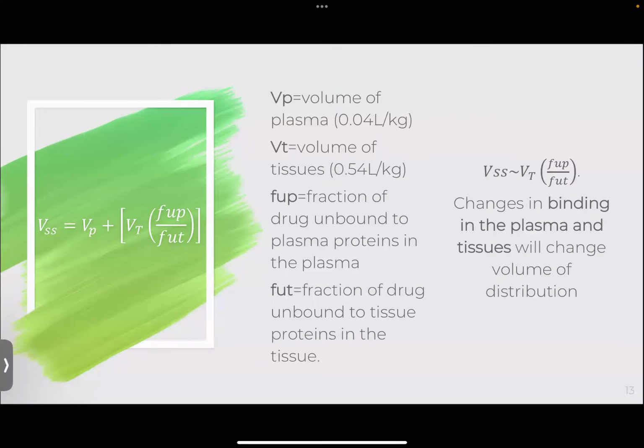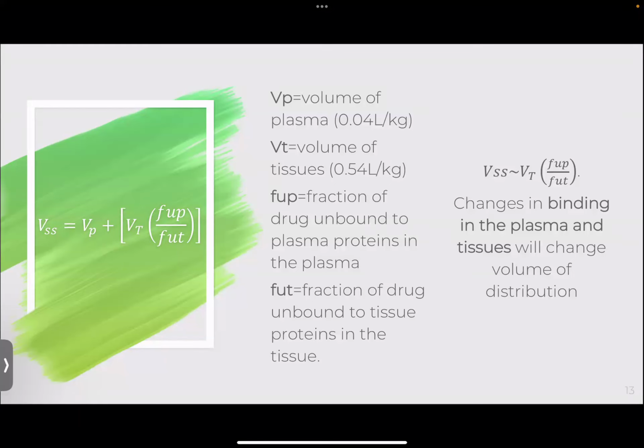Does this equation ring a bell? VSS is equal to volume of plasma plus volume of tissue times the fraction unbound in plasma over fraction unbound in tissue. So those are the things that determine your volume. That's the physiologic things in the body. And we know in general, the volume of plasma is much smaller than the volume of tissue, right? About 3 liters in a 70 kilogram person of plasma versus 39 liters of tissue.